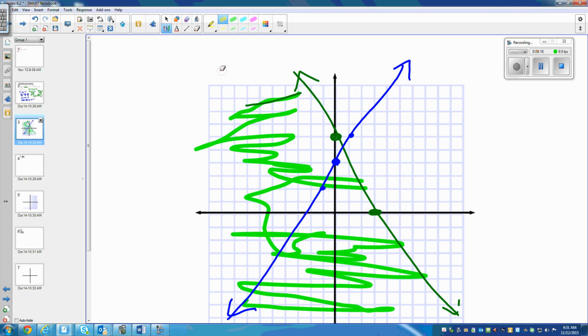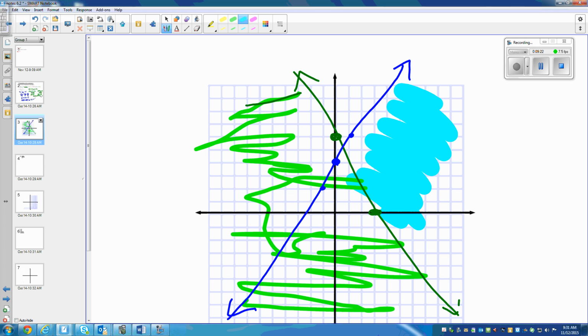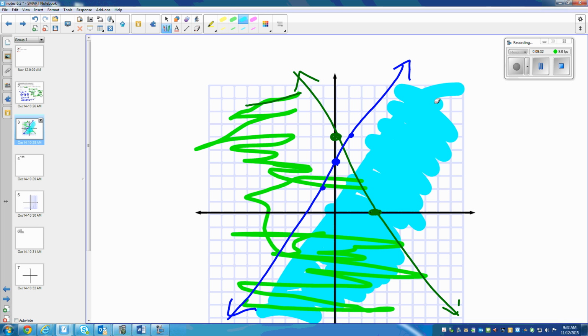Grabbing my highlighter, and I want it blue, highlighting this side. Come on, color. Okay. So, any guesses what the feasible region is? The part where it's double colored. The double color part. That's where the answer is both true, right? We want the answer that works for both of them.